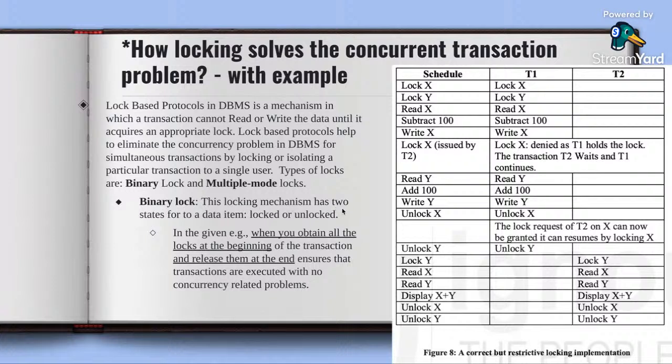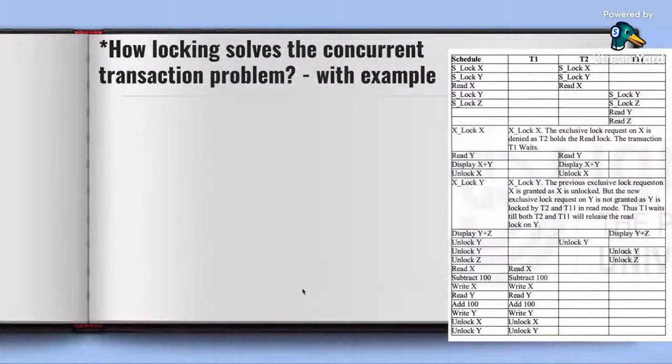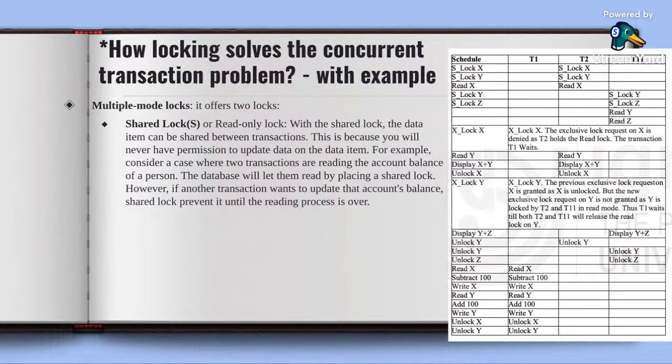Binary locking mechanism has two states, locked and unlocked. When you obtain all the locks at the beginning of the transaction and release them at the end, it ensures that transactions are executed with no concurrency related problem. Multiple mode locking has two locks. Shared lock, which is a read-only lock. With a shared lock, the data item can be shared between transactions. This is because you never have the permission to update the data item.